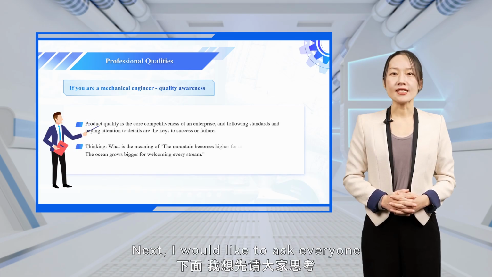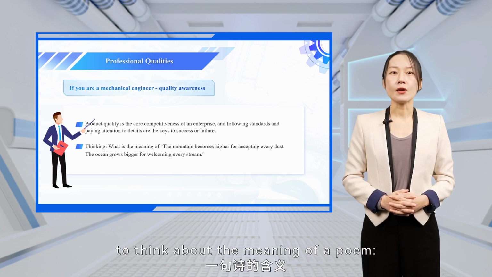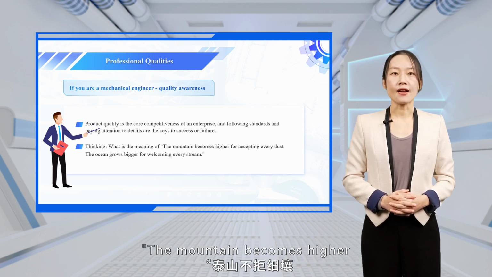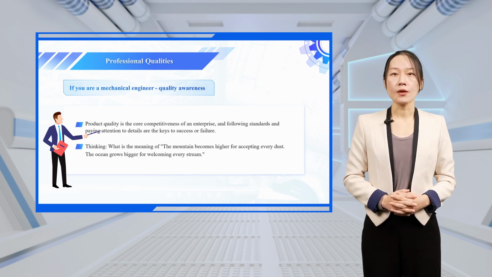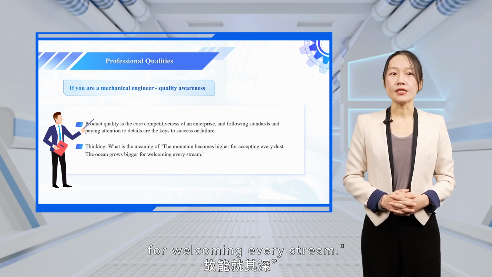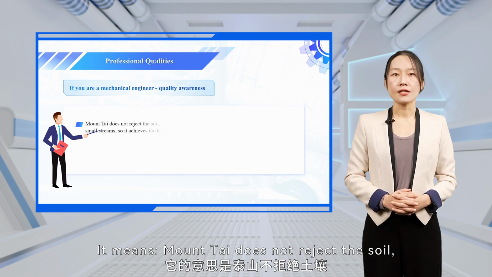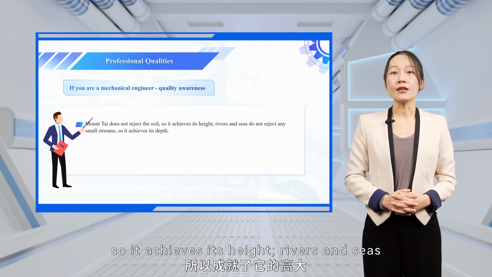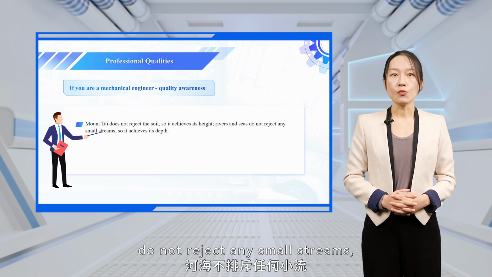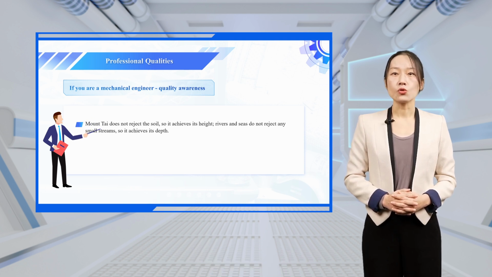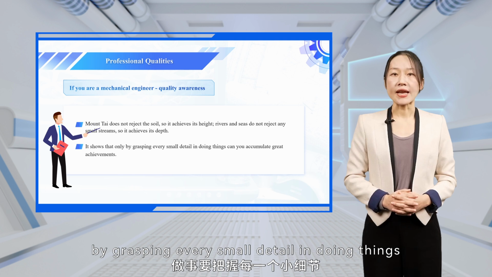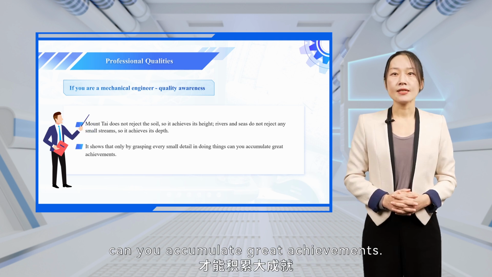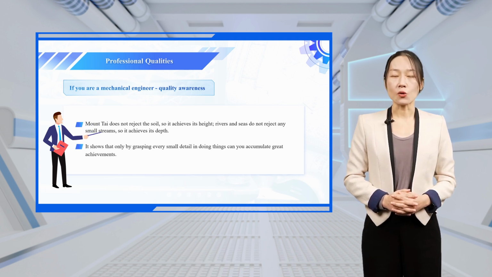Next, I would like to ask everyone to think about the meaning of a poem. The mountain becomes higher for accepting every dust. The ocean grows bigger for welcoming every stream. It means, Mount Tai does not reject the soil, so it achieves its height. Rivers and seas do not reject any small streams, so they achieve their depth. It shows that only by grasping every small detail in doing things can you accumulate great achievements.